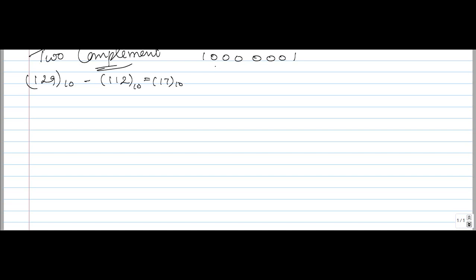As usual, you're going to convert that into a binary number. So 129 stands for 1 0 0 0 0 0 0 1, and 112 stands for 1 1 1 0 0 0 0. First condition, check for the weight. If it is not equal, balance it. So I'm going to put a 0 over here. Now this is your subtrahend, this is your subtractor.